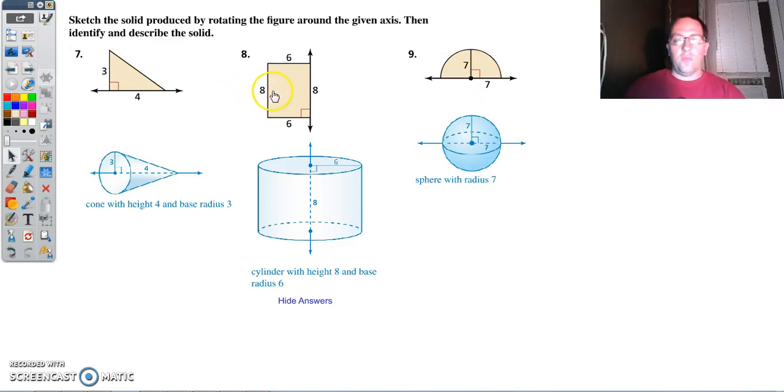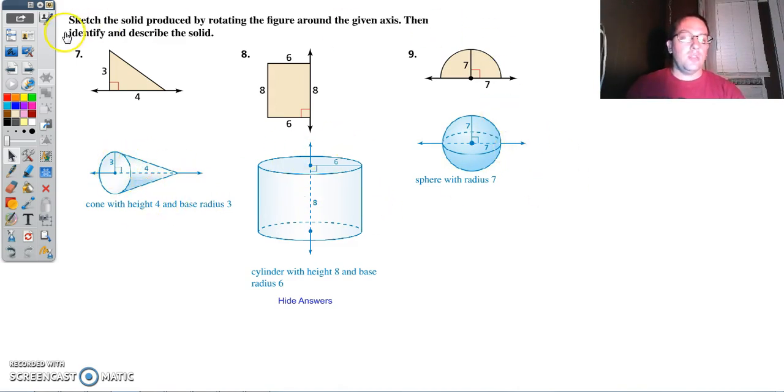Notice, all of these, when we rotate a two-dimensional object around an axis, none of these are polyhedrons. You're either going to end up with a sphere, a cylinder, or a cone. They are all going to have curved surfaces because you can't spin around in a circle and have corners, because circles don't have corners. Right? So it'll always have a curved surface. There will never be polyhedrons. Sorry, I said polygons. I meant polyhedrons. They'll never have polygonal bases. They'll have circular bases, every one of them.